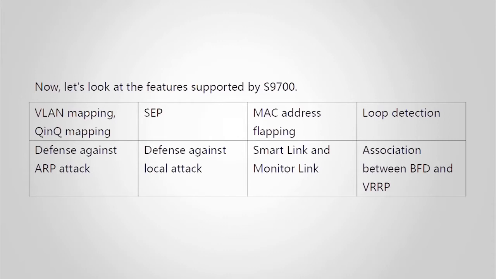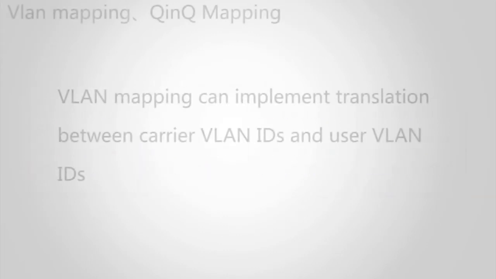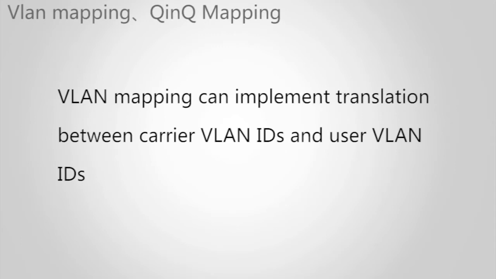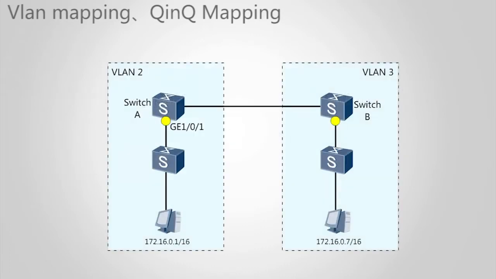Now let's look at the features supported by S9700. VLAN mapping can implement translation between carrier VLAN IDs and user VLAN IDs. The two PCs in this figure are in different VLANs on the same network segment.